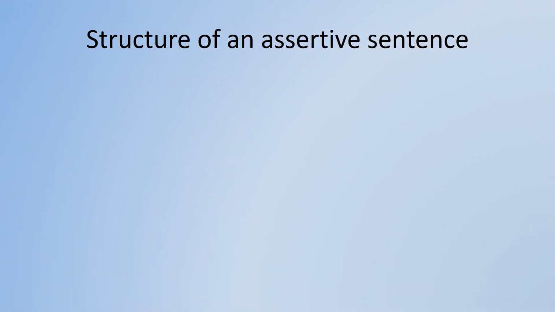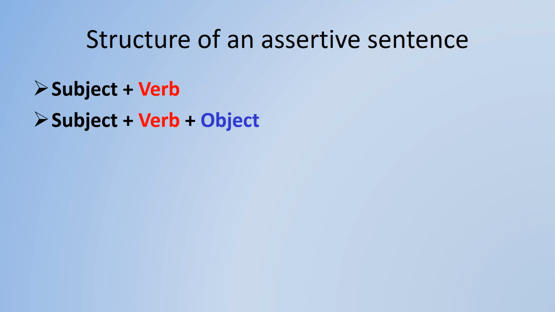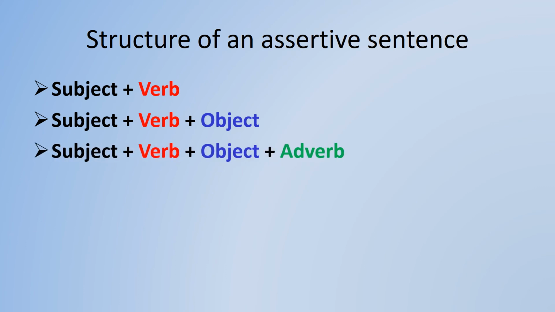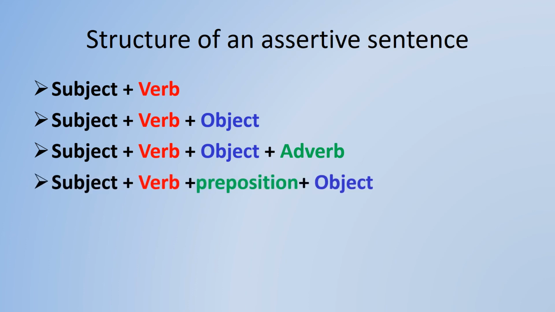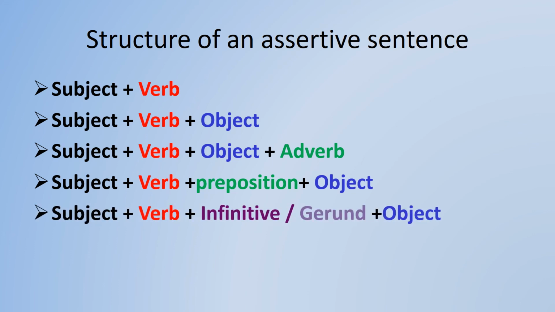There are other structures to make good assertive sentences. We have covered 5 structures and we will quickly revise them. They are subject plus verb, subject plus verb plus object, subject plus verb plus object plus adverb, subject plus verb plus preposition plus object, and the fifth one is subject, verb, infinitive or gerund and object.